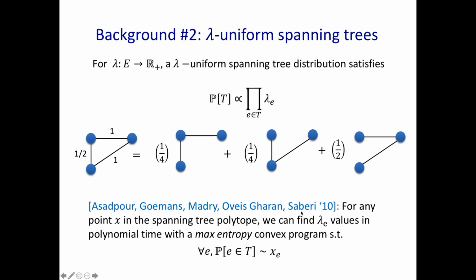And it was proved in 2010 by Asadpour et al. that for any point x in the spanning tree polytope, we can find a lambda uniform spanning tree distribution that actually matches the marginals of x. And they showed we can do so in polynomial time by solving a max entropy convex program. So sometimes I'll refer to these as max entropy trees, since they're from the distribution that maximizes entropy subject to the constraint of preserving the marginals. And as it suggests, these programs always actually produce lambda uniform tree distributions. So in some sense, these are the same notion, max entropy and lambda uniform.